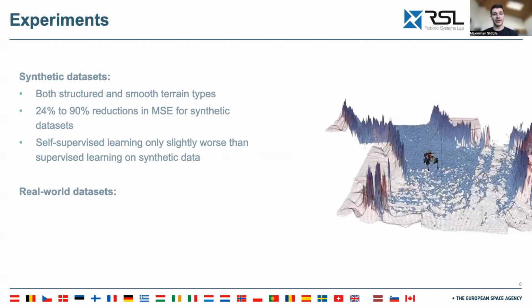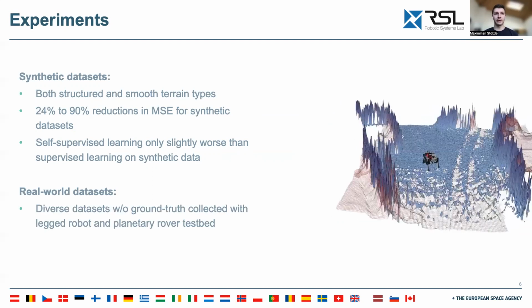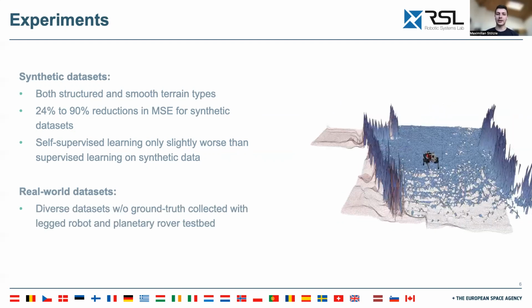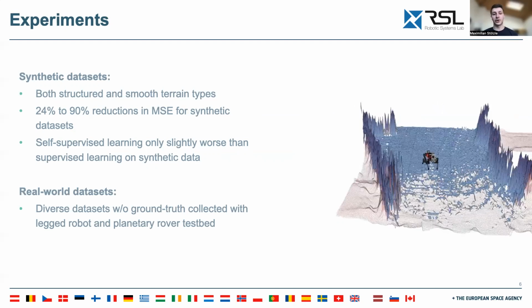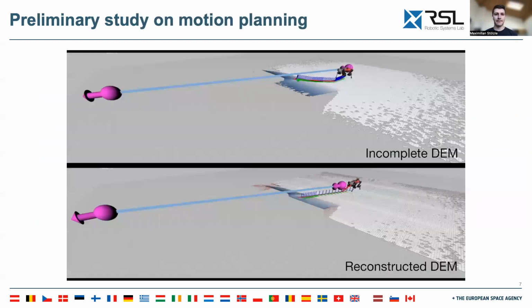Next, we validate our method on real-world datasets without ground truth information collected with ANYmal, which is a legged robot, and a planetary robot testbed. We achieve 52 to 82% reductions in mean squared error for these real-world datasets.